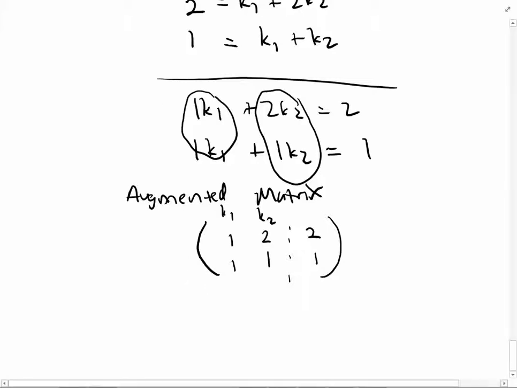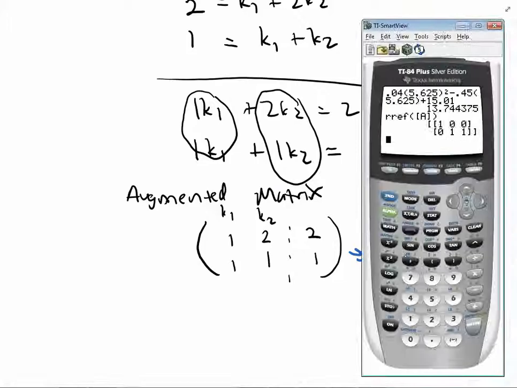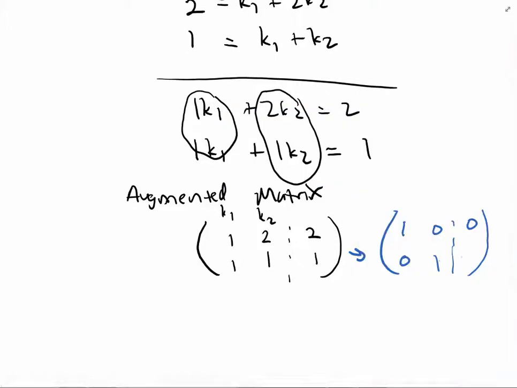I'm just going to write it down first. So we have 1, 0, 0. I'm going to put that dotted line back there again. And then we have 0, 1, 1. And remember, these were the coefficients for k1 and k2. And this was the constant over here.